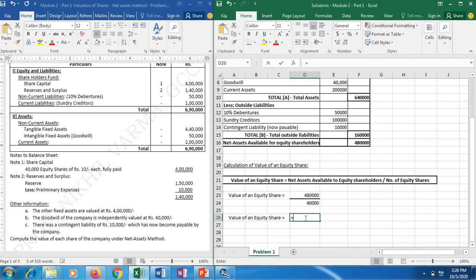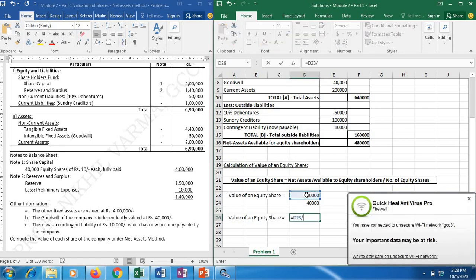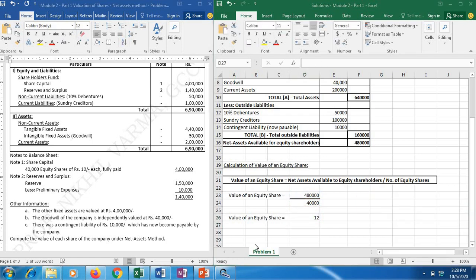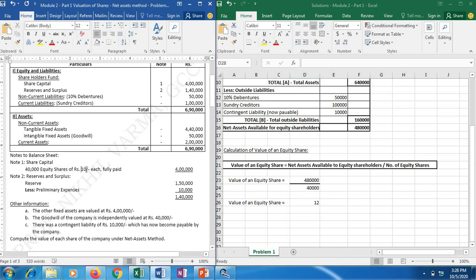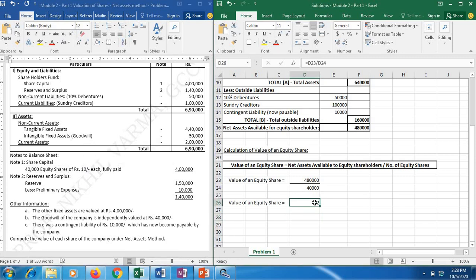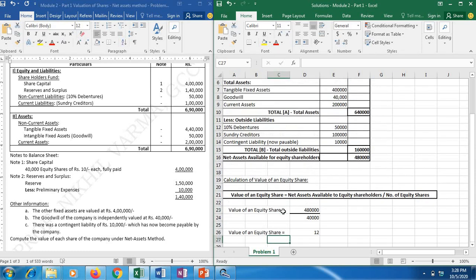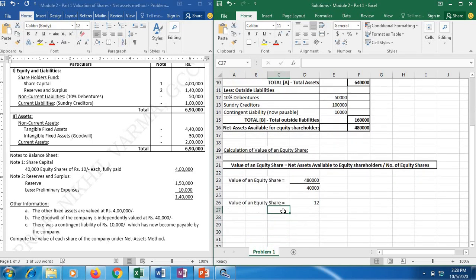Now let us find out the value. So the value of an equity share is rupees 12. If you see, the book value is 10 rupees, but the value that we have got is 12 rupees. So the current market value of an equity share is rupees 12. I hope you guys have understood how to calculate the value of an equity share using the net assets method. In the next video, we are going to look at a few more illustrations based on the same topic.